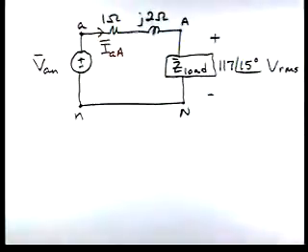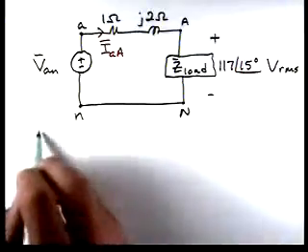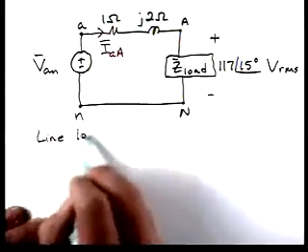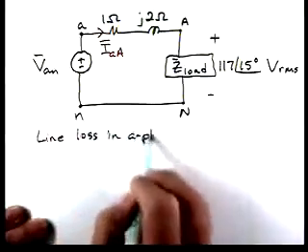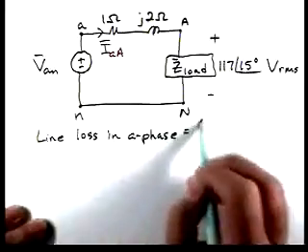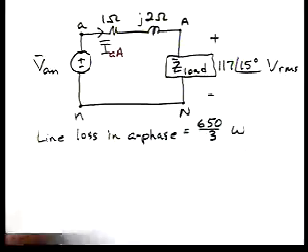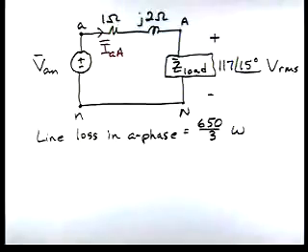We have Z load. We know the voltage across Z load. And there's a line impedance. Now, one thing we'll note, line loss in the A phase is going to be 1/3 of the 650 watts. Okay, so we were given the total power is 650, and in this diagram, there's only 1/3 of that dissipated in the A phase.